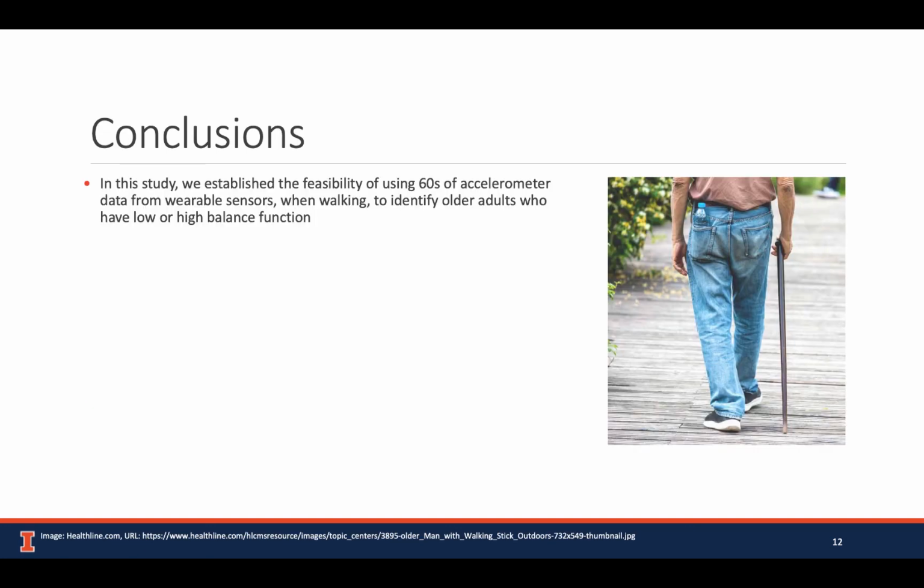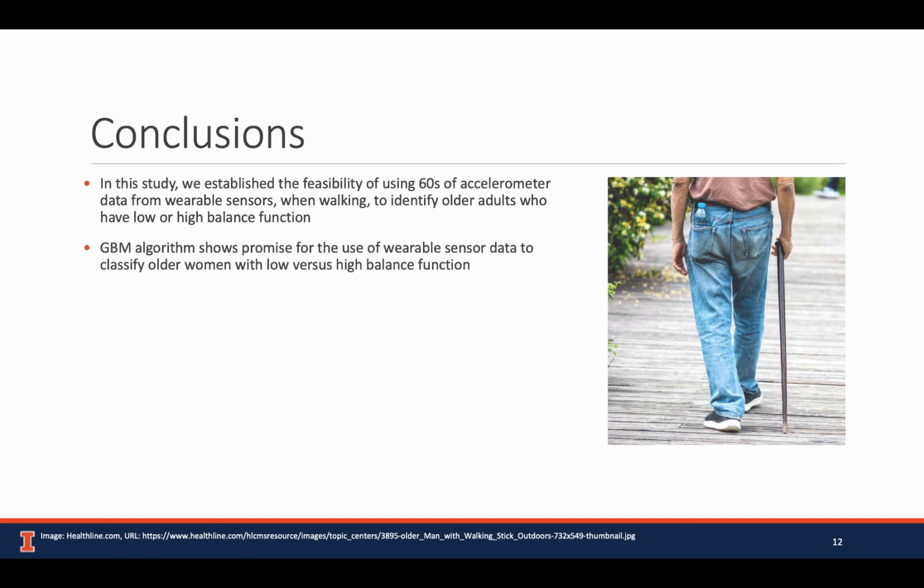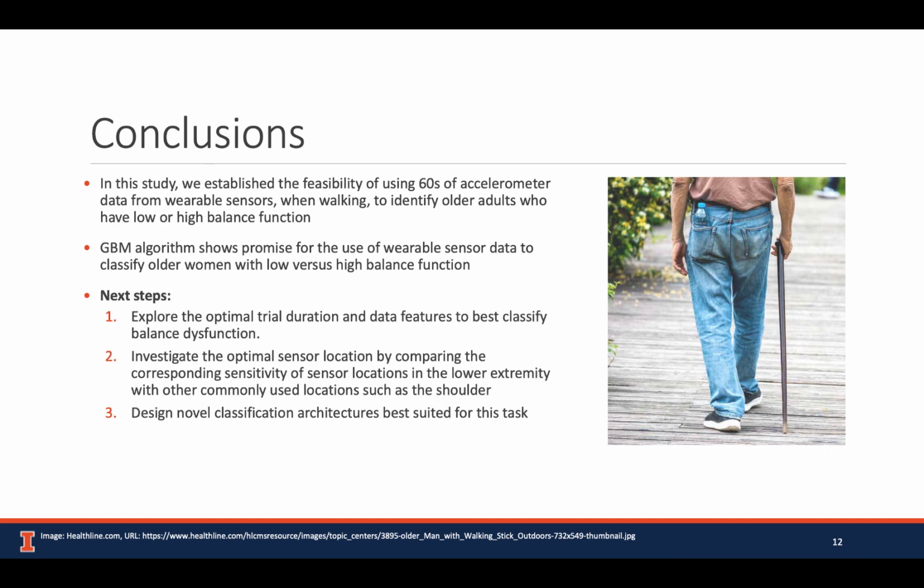In conclusion, in this study, we established the feasibility of using 60 seconds of accelerometer data from wearable sensors when walking to identify older adults who have low or high balance function. GBM algorithms show promise for the use of wearable sensor data to classify older adults with low versus high balance function. And our next steps will be to explore the optimal trial duration and data features to best classify balance dysfunction, investigate the optimal sensor location by comparing the corresponding sensitivity of sensor locations in the lower extremity with other commonly used locations, such as the shoulder, and to design a novel classification architecture that is best suited for this task.